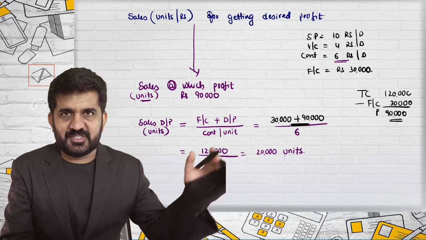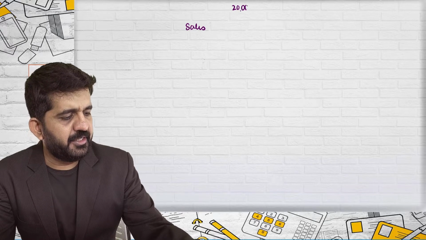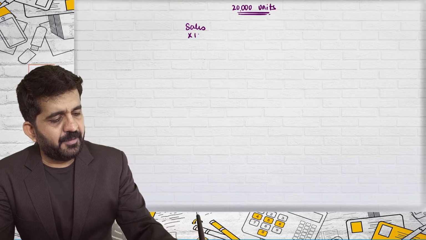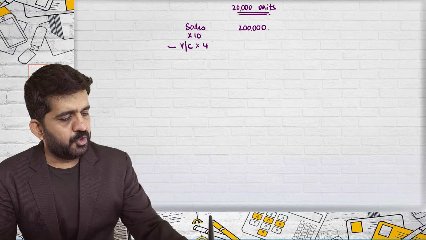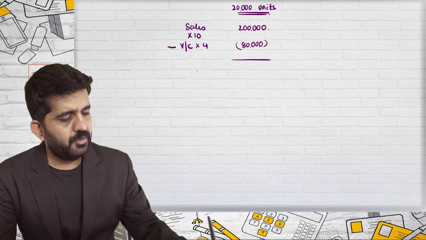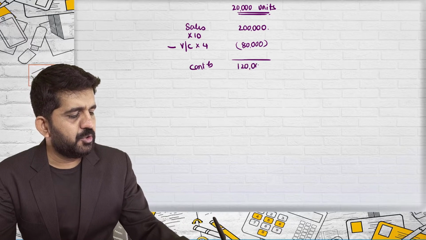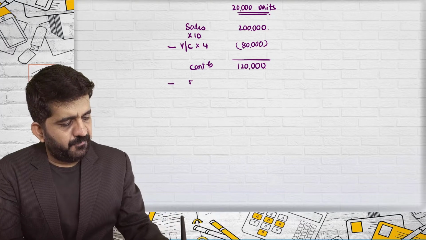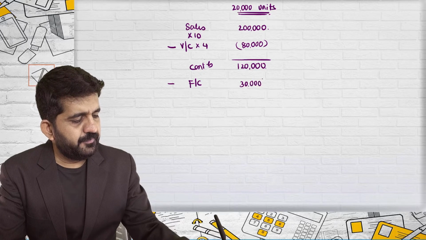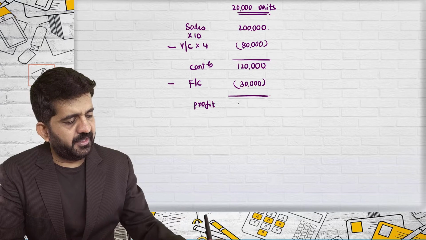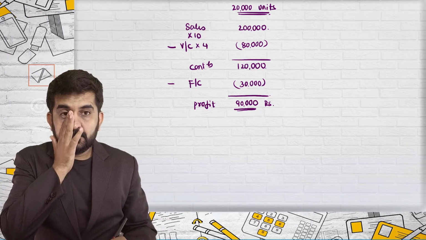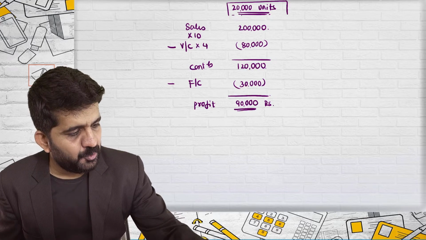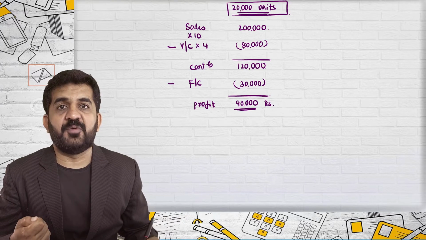Let me prove it. We have already proved it somewhere before, but let us prove it again. If my sales is 20,000 units, selling price is 10, so sales will be 2 lakhs rupees. Minus variable cost is rupees 4, so 20,000 into 4 is 80,000 rupees. So my contribution will be 1,20,000 rupees. Minus fixed cost of 30,000 rupees, and so my profit is 90,000 rupees. So this is the answer. 20,000 units is the sales at which I will be earning a profit of 90,000 rupees.